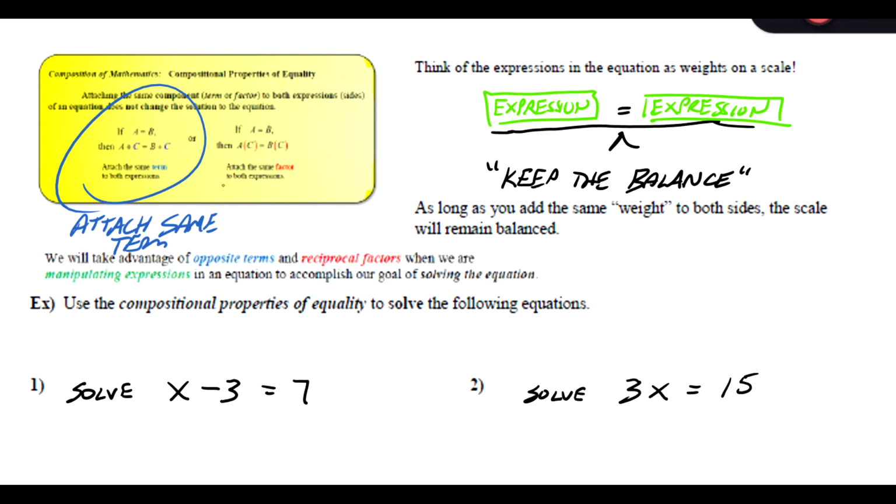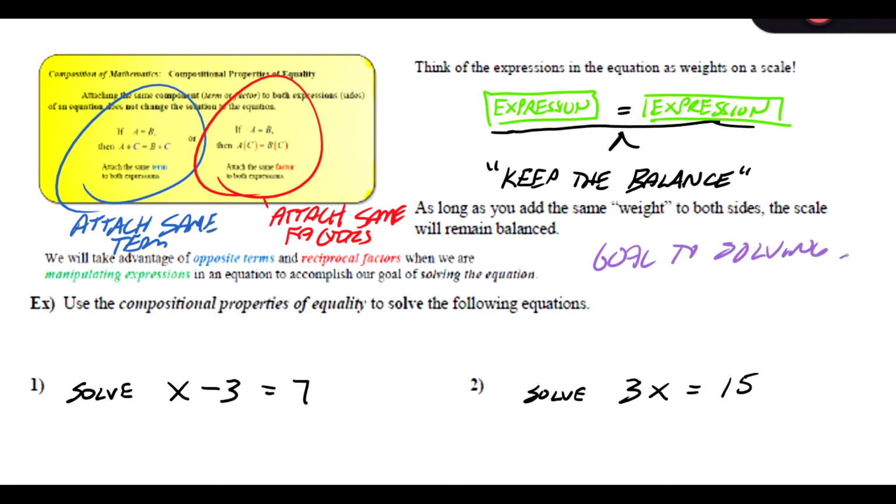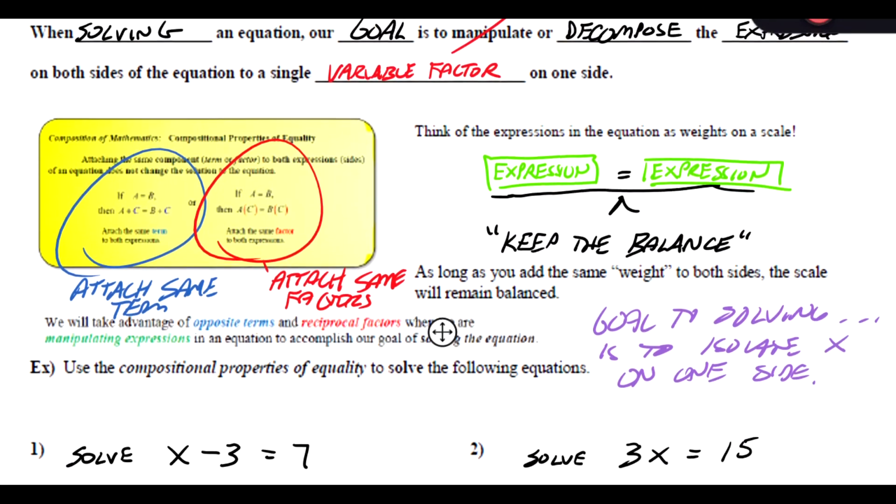And the second, our other component, is factors. We can attach the same factors to both sides. So as long as we attach the same thing to both sides, our equations will remain in balance. So how do we take advantage of this to accomplish our goal of isolating x on one side, right? So our goal to solving is to isolate x on one side.